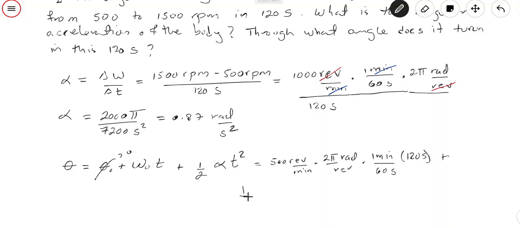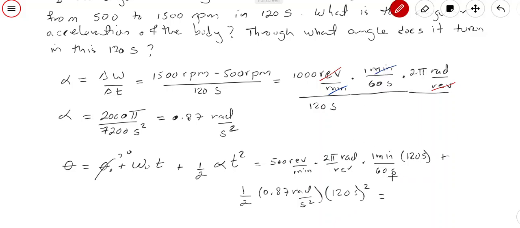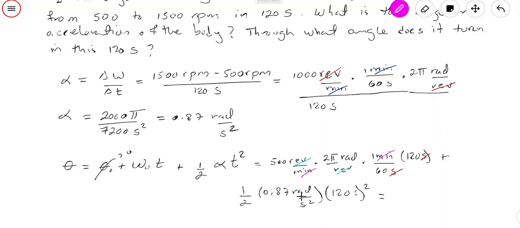plus 1 over 2, the angular acceleration we found, that was 0.87 radians per second squared, times the square of the time. You know that the square of the time is, in this case, 120 seconds squared. When you analyze the units here, you will simplify the seconds with the seconds, the revolutions with the revolutions, and the minutes with the minutes. So basically, your unit will be in radians, right?